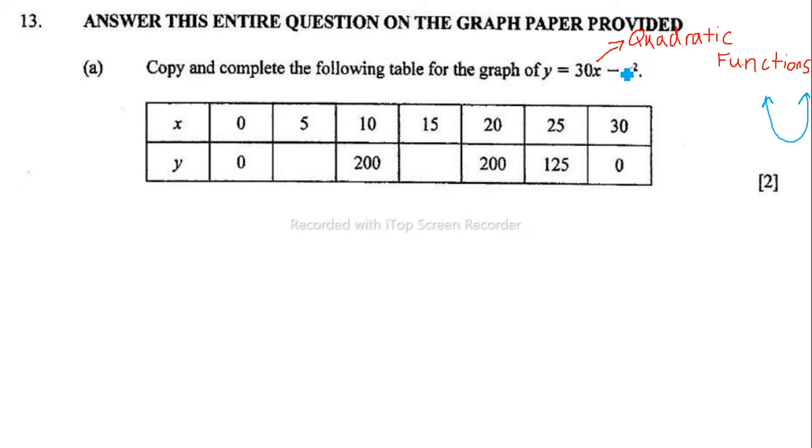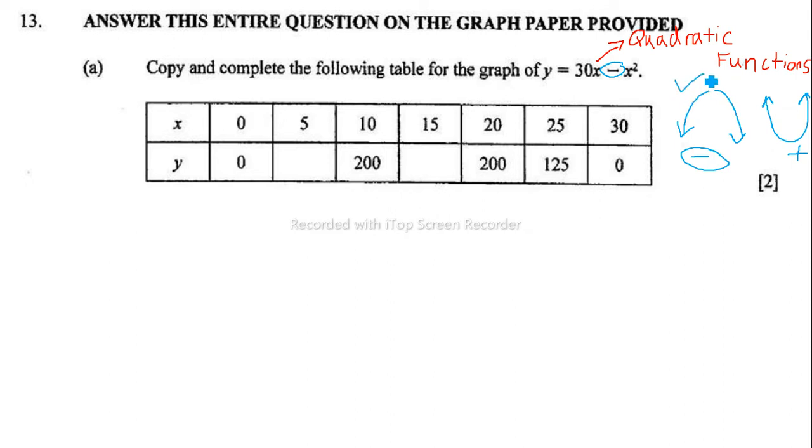That's when the coefficient of x squared is positive, it's an upright U. But here the coefficient of x squared is negative, so we expect it to be an upside down U. So we expect it to look something like this. Okay.